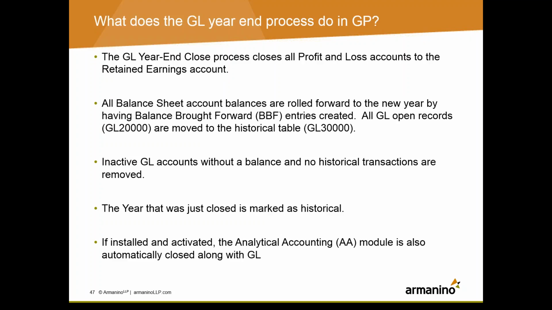So what does the year-end close process do in the general ledger? Well, specifically, it takes your balance sheet accounts and brings them forward in a balance brought forward journal entry. And then all the records are moved from the open tables to the historical tables. You will also have inactive GL accounts you can change without balances, and historical transactions can optionally be removed. The year-end that was just closed is marked as historical, although you can still journal into the most recent historical year. And if installed and activated, your Analytical Accounting module is also automatically closed with the GL close process.